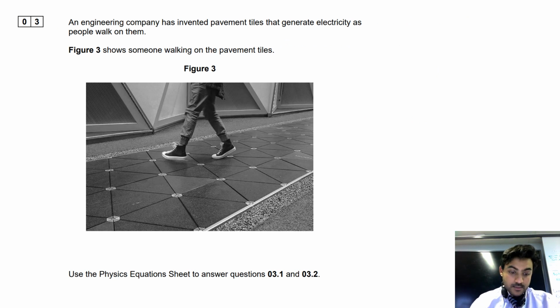An engineering company has invented pavement tiles that generate electricity as people walk on them. Figure 3 shows someone walking on the pavement tiles. Use equation sheets to answer questions 3.1 and 3.2. For just a bit of context, when the tiles are compressed, the spring underneath them stores some elastic potential energy, which can be released and converted into electricity.